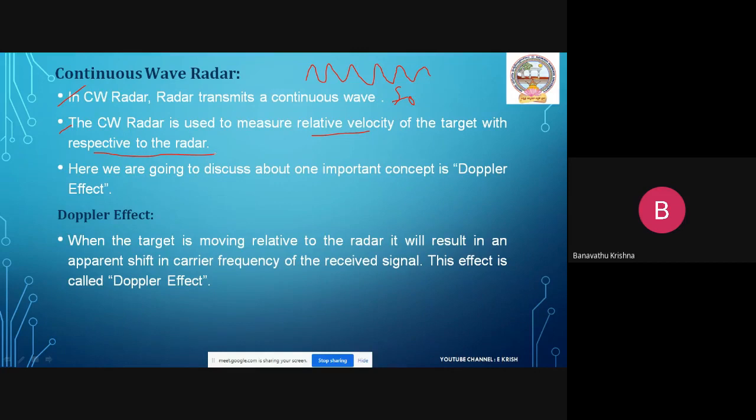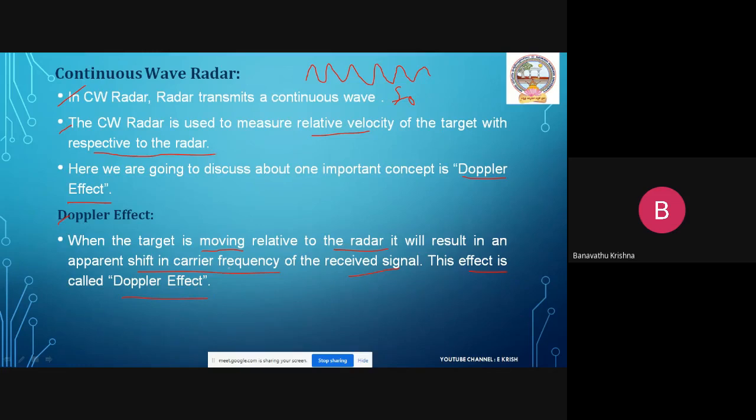So here, one of the major concepts we are going to discuss is the Doppler effect or Doppler principle. Doppler effect is nothing but, when the target is moving relative to the radar, it will result in an apparent shift in the carrier frequency of the received signal. So the received signal frequency will change. That changing mechanism is called the Doppler effect.